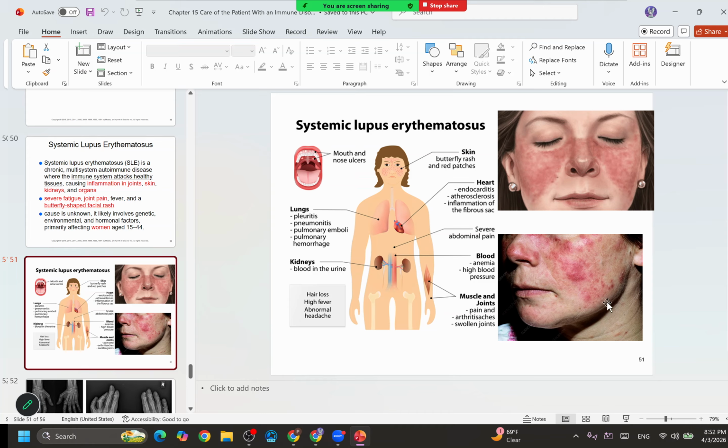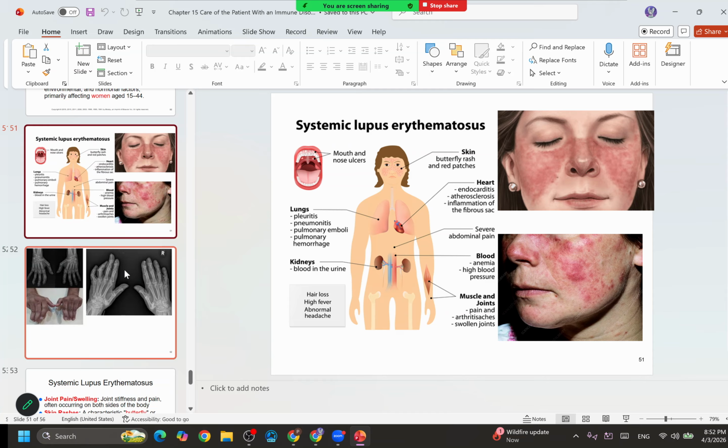Okay, so for both pictures, you can see it. Both are female. So this is a very typical sign and symptom. If I ask you about lupus, a very typical sign and symptom, what are you going to answer me? The butterfly rash, the butterfly facial rash. Okay, this is a very typical butterfly rash.